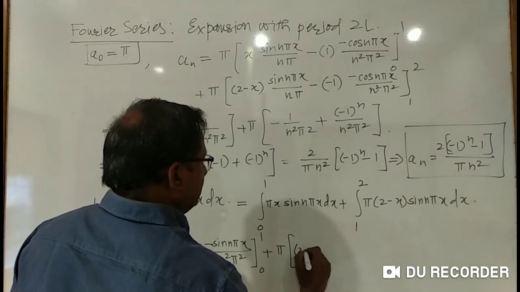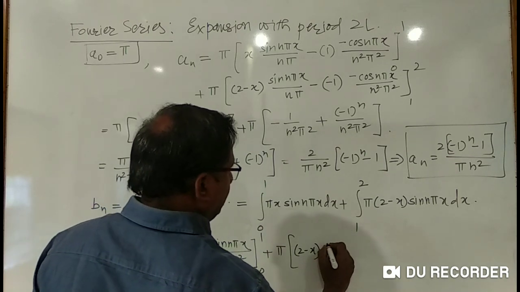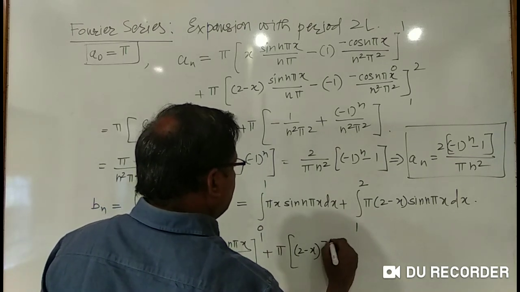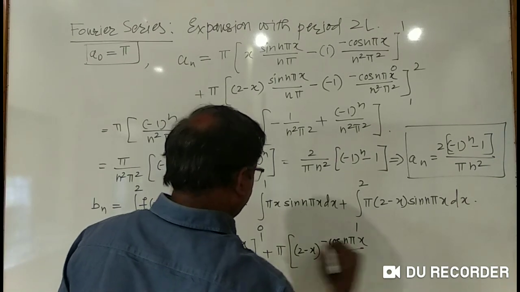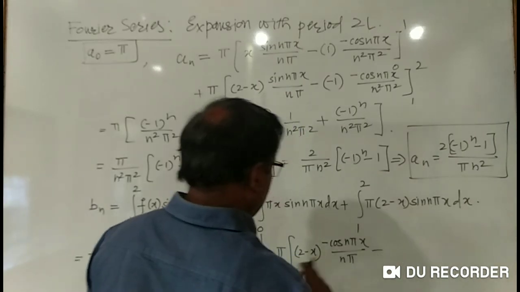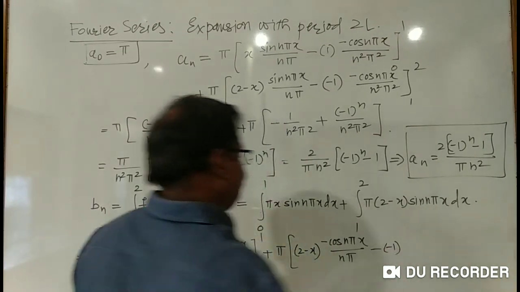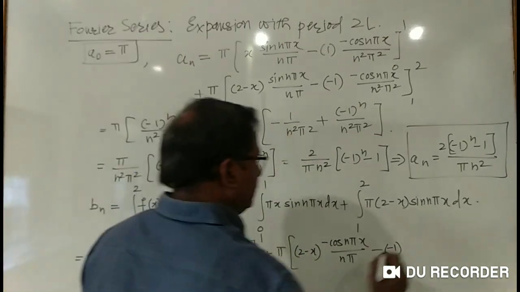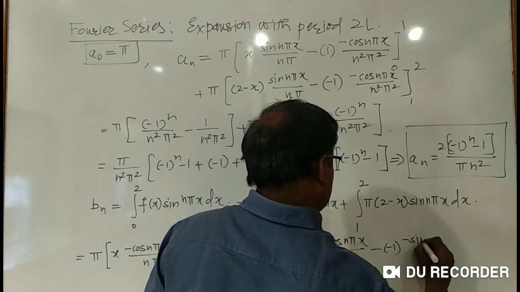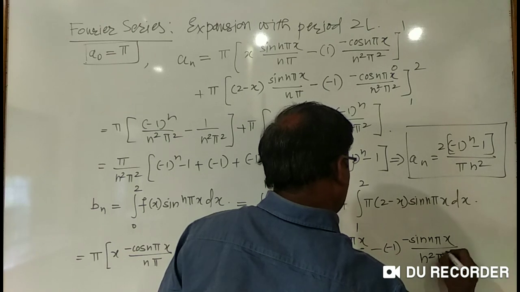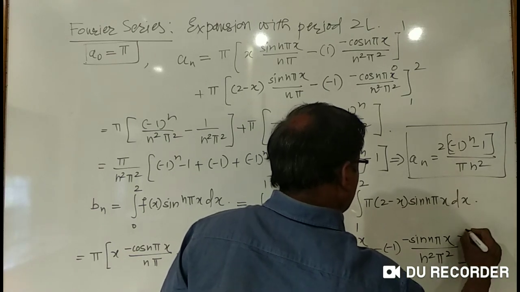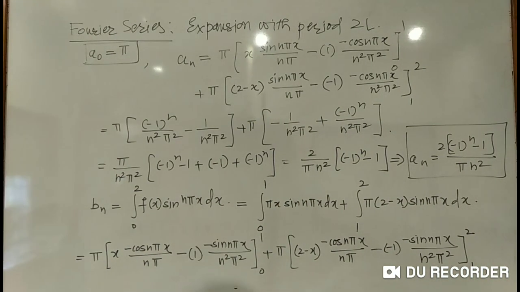First function 2 minus x, integral of sin n pi x is minus cos n pi x upon n pi, minus derivative of this is minus 1 into integral of minus cos n pi x is minus sin n pi x upon n pi, that is n square pi square, within the limit 1 to 2. Substituting the limits and finding the value of this bn.